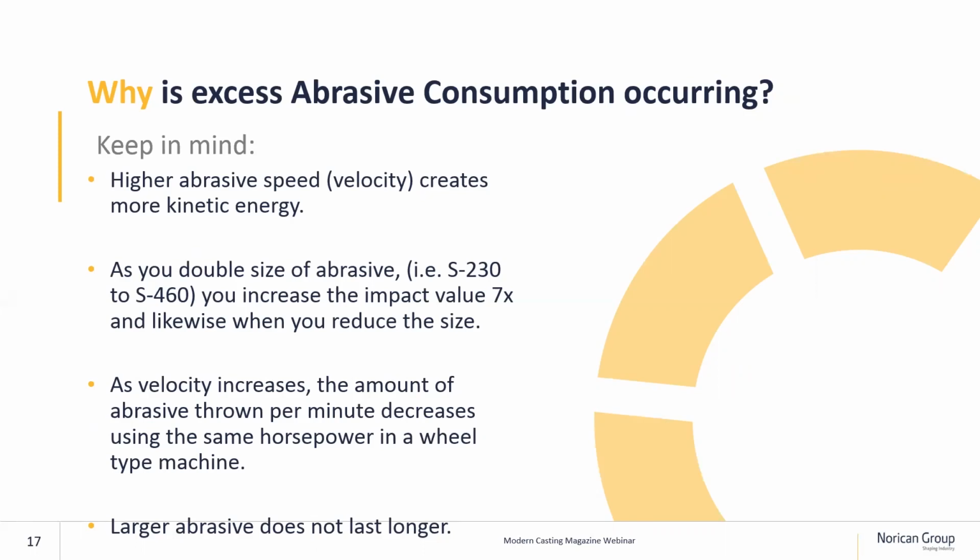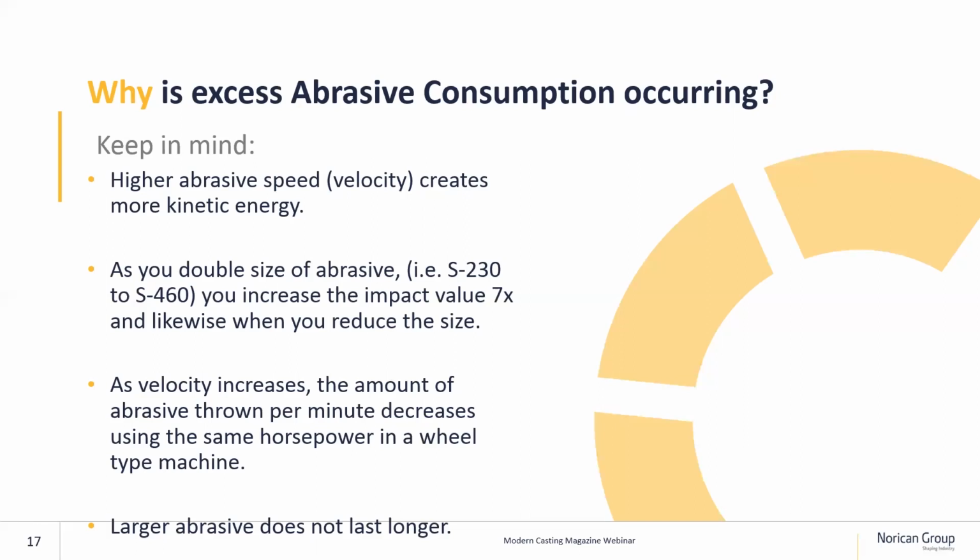Another thing to keep in mind is that if you double the size of abrasive, you actually increase the impact value 7 times. And likewise, as you reduce it. So if you go from a 230 to a 460 shot, that impact value at a given velocity, just because of the size of that BB, increases 7 times. So as you're looking at doing modifications to an existing machine or something like that, it's just something that you want to take into account.